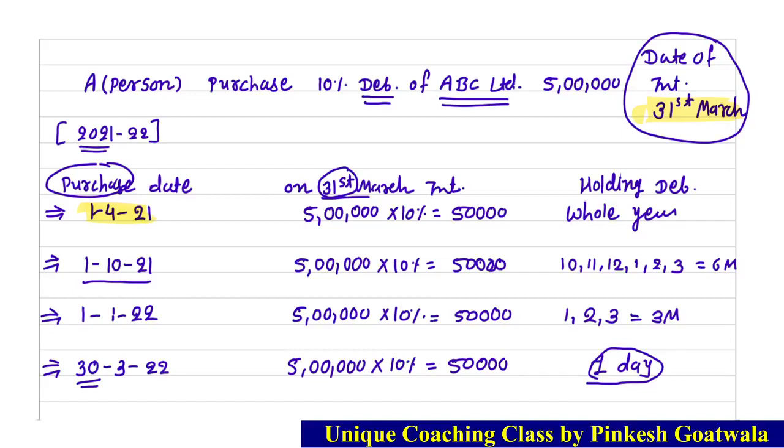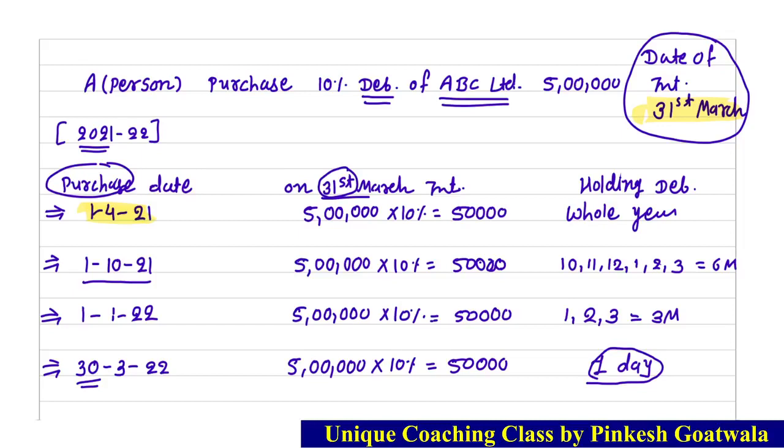So here the rule is that whenever the date of interest is due, જ્યારે પણ date of interest આવે છે due થઈ જાય છે, on that date the person who is holding the debenture gets the total amount of interest.